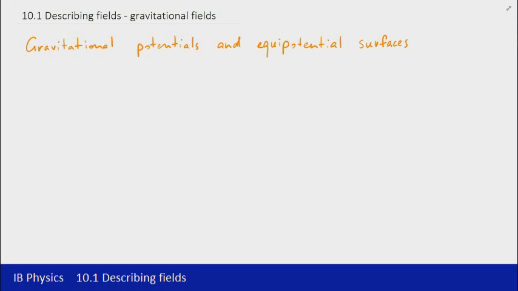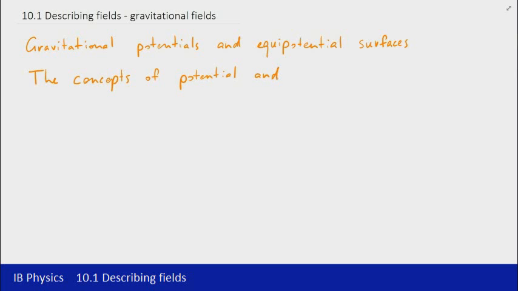We've gone through subtopic 10.1 on describing fields, looking at electric fields. We're now going to go back through and have a look at gravitational fields. Now this should be fairly straightforward given that we've got electric fields that we can compare to. So the first thing to note here is that when we are looking at gravitational fields, these concepts of potential and equipotential surfaces, they can be transferred to gravitational fields quite easily.